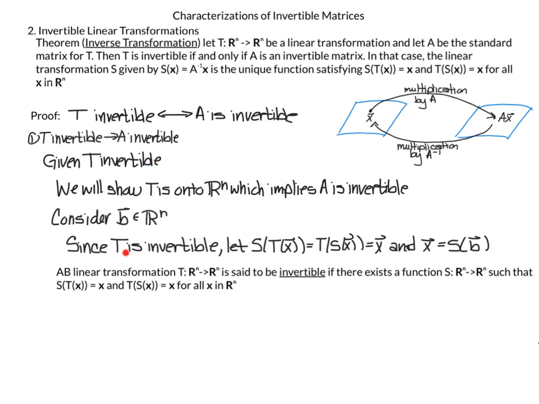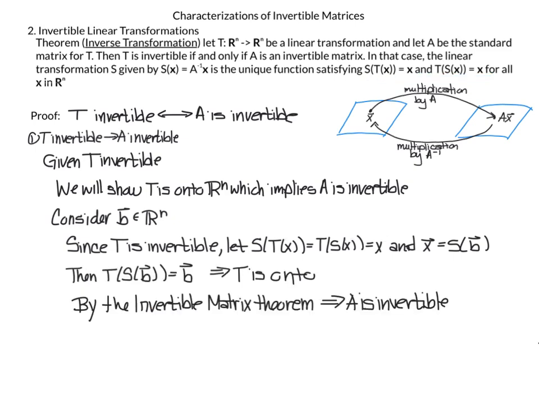Well, we do know that T is invertible, so there must be a function S by our definition over here of what it is to be invertible. That means there exists a function S, or transformation S, such that S of T of X is equal to X and T of S of X is equal to X.